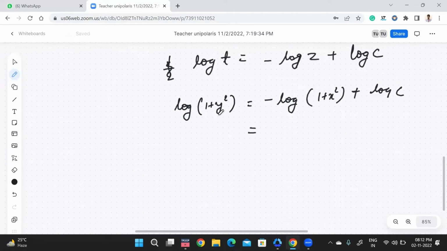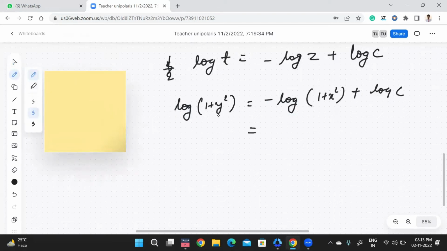How we can do that is here you can see that you have 2 logs and these are subtracting. So you can use the property of log: if you have 2 log terms with the same base. So here you can see the base is same. So what is the base here actually? At what base are we taking these logs? Do you know?